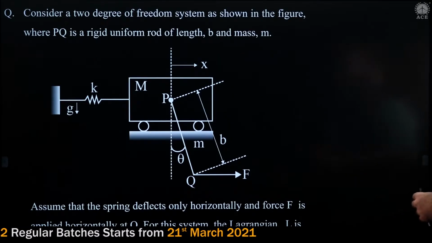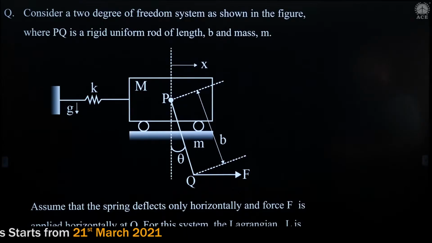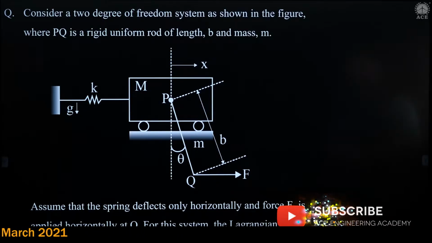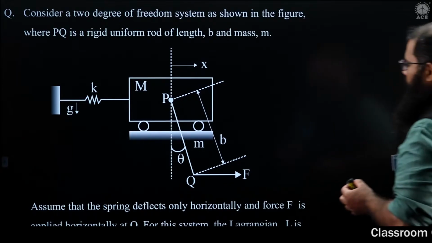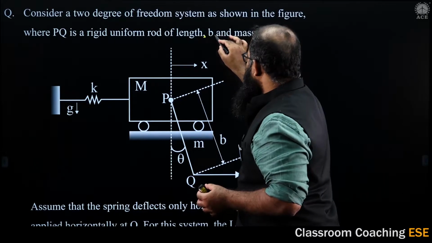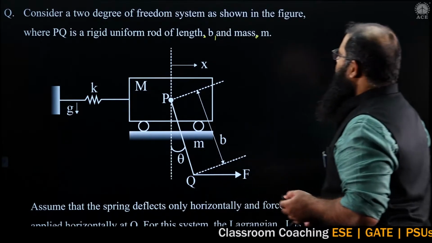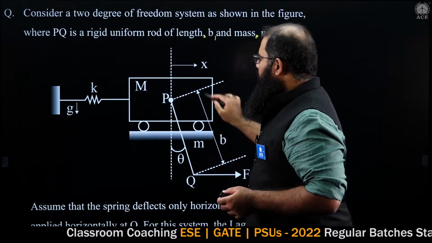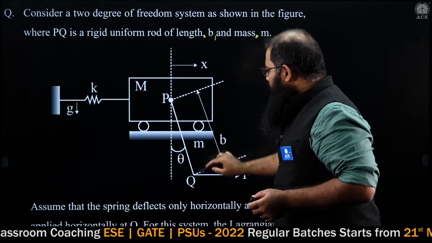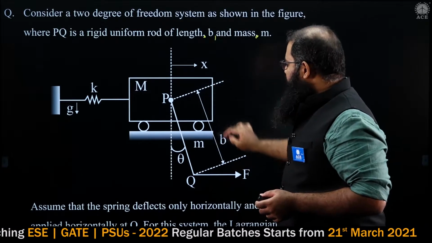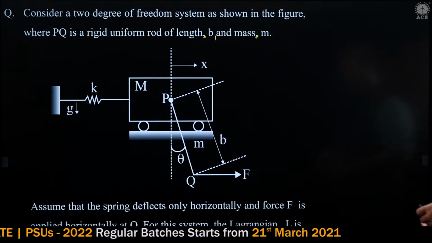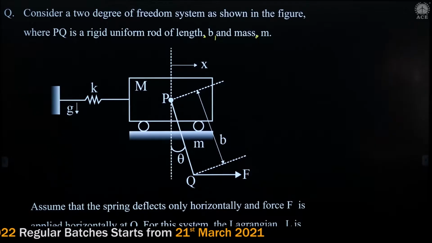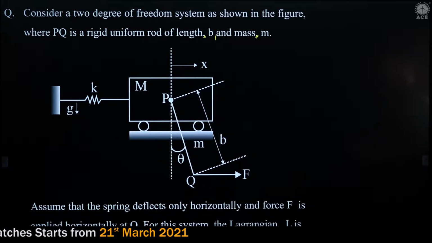The question says, consider a 2 degree of freedom system as shown in the figure where PQ is a rigid uniform rod of length B, there should be a comma over here, of mass M. So you're having a spring over here, there is a block of mass capital M, and this rod PQ is having a length B and mass M. Assume that the spring deflects only horizontally and the force F is applied horizontally at Q.